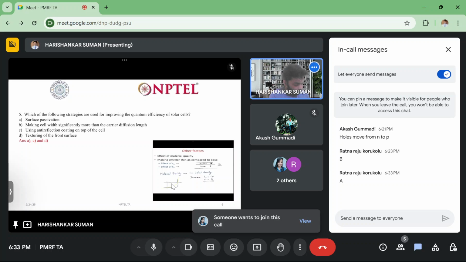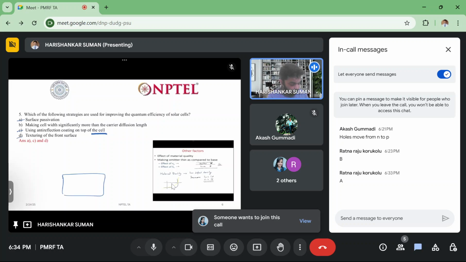Let's discuss. You can see in the picture. Surface passivation is obvious. There is loss at the surface also in C. Making anti-reflection coating, if we make the anti-reflection coating, then our quantum efficiency goes up. Texturing of the front surface like in silicon solar cell. So these are the strategies generally used to improve the light absorption in the material.